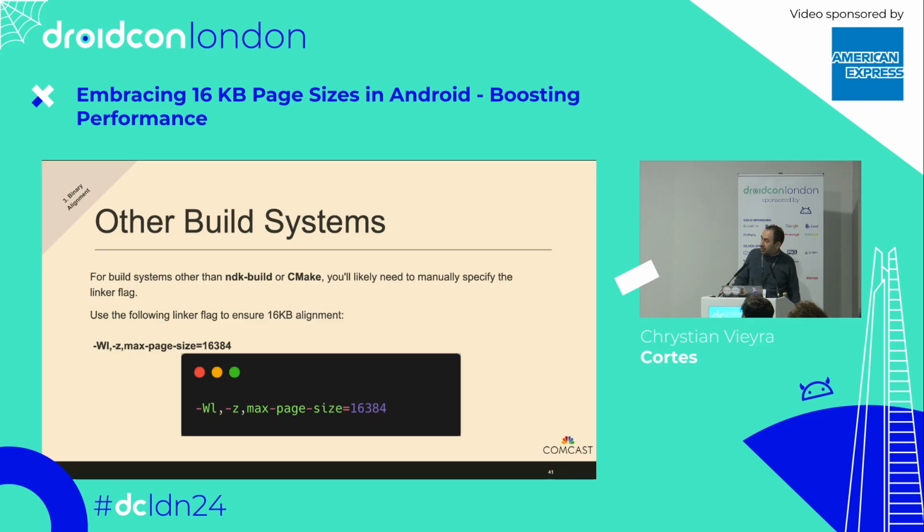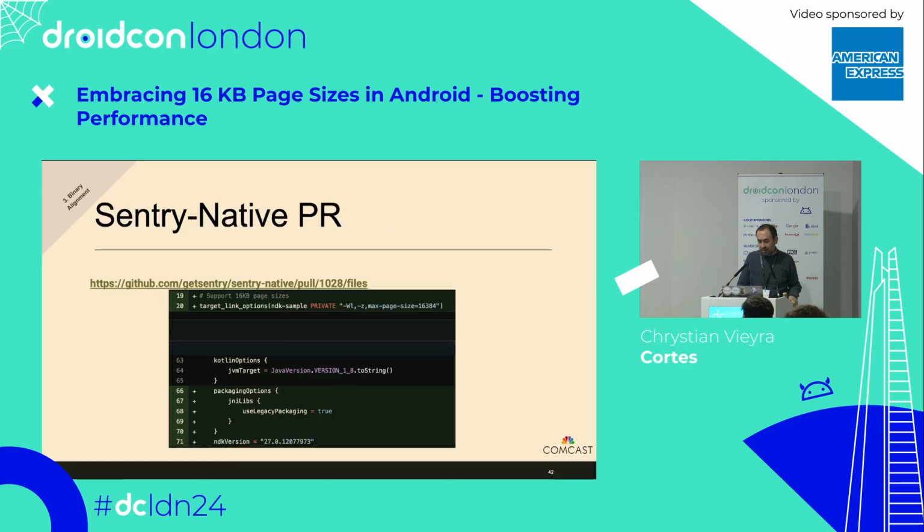On other build systems, it might look slightly different, but it's pretty much the same thing, right? If you're not using NDK build or CMake, you might have to add this, but it's the same: max page size at 16 kilobytes.